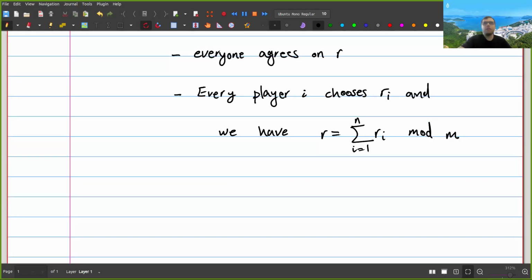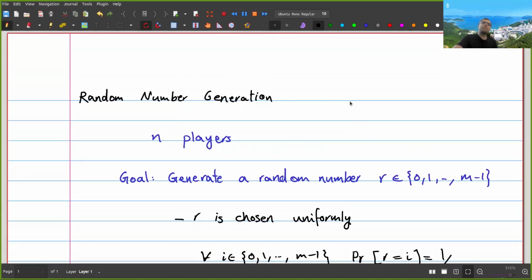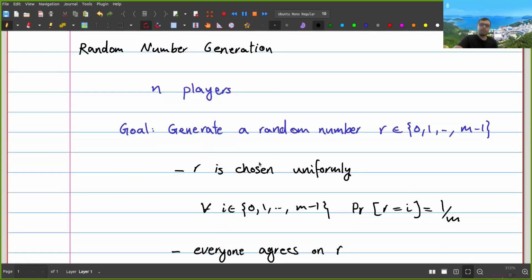But I also want some more nice requirements. So remember that one of the use cases I talked about was a lottery. And this is not necessarily just a lottery. This is just generating random numbers. And random numbers can have many other use cases as well.